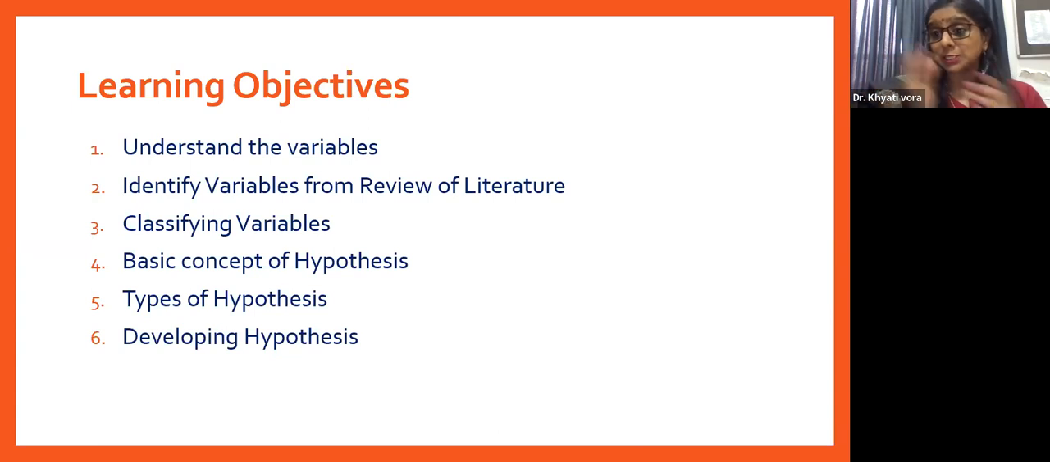Now, one more thing. See, in research, nothing is isolated. Everything, right from choosing a topic, like preliminary ROL for choosing a topic, to the last stage of preparing a report, is interconnected. Everything is connected to each other. So we cannot say that this part doesn't belong to research.